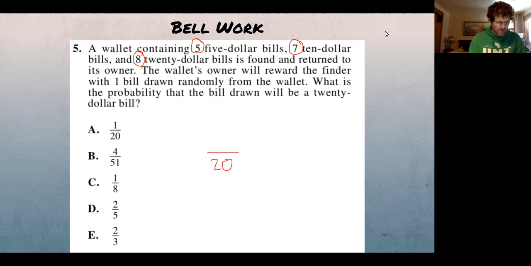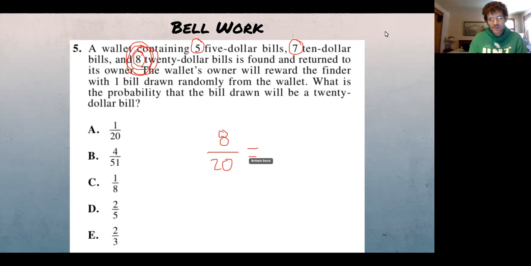And the wallet owner decides to reward the finder and they just draw a bill randomly from the wallet. What is the probability that the bill drawn will be a $20 bill? Well, there are 8 $20 bills. I'll just circle that one again. So that means out of the 20, that's 8.